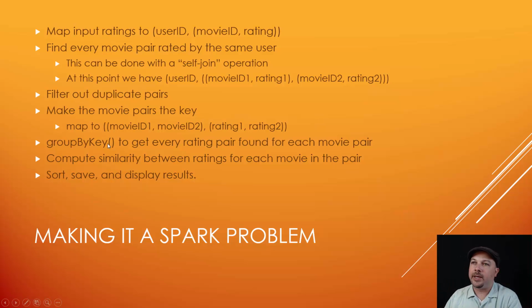And we can then use group by key to munge together all of the ratings found for this pair of movies across the entire user set. So at this point we have a pair of movies, we have all of the ratings from everybody who watched these two movies together, and we can compare the vectors of ratings data for these two movies together and use that to measure the similarity between those two movies. So at that point we have our results. We can measure how similar are these two movies to each other based on user behavior, and sort them, save them, or display the results, whatever you want to do.